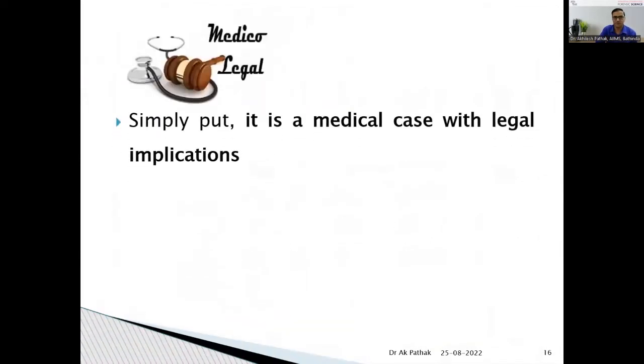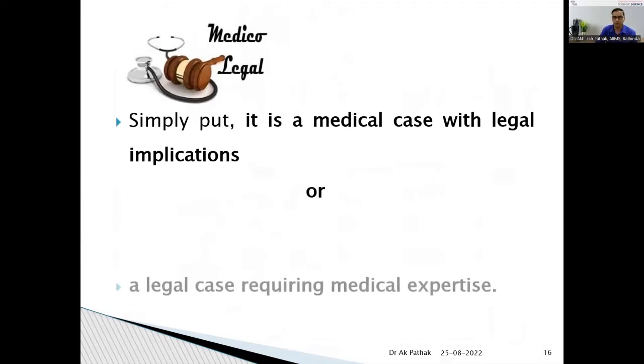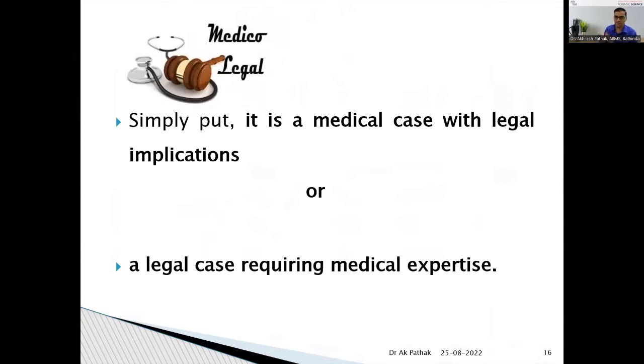Or in a simple way, it is a medical case, meaning the patient is coming for treatment in the hospital, but there are legal implications with that. Or in another scenario, there may be a case which is already registered with the police or in the judiciary, running in court, and the court or the investigating agencies want some medical expertise from a doctor. Then those kinds of cases are known as medico-legal cases.